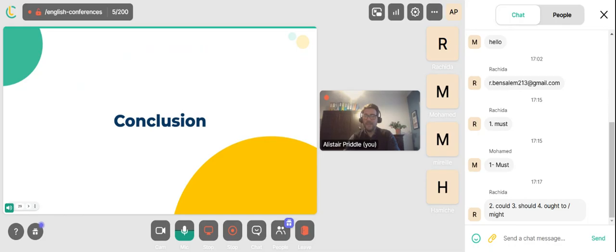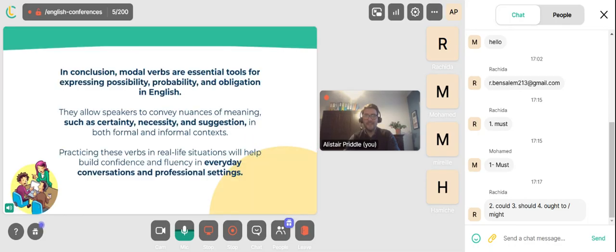Well, we're coming towards the end of our conference lesson today. Just going to read through our conclusions. So, in conclusion, modal verbs are essential tools for expressing possibility, probability, and obligation in English. They allow speakers to convey nuances of meaning, such as certainty, necessity, and suggestion, in both formal and informal contexts.